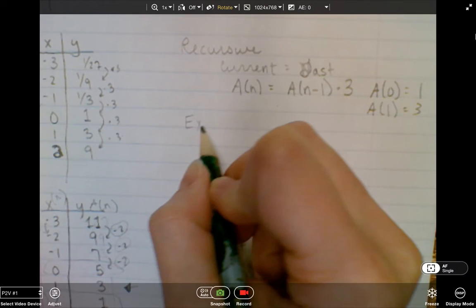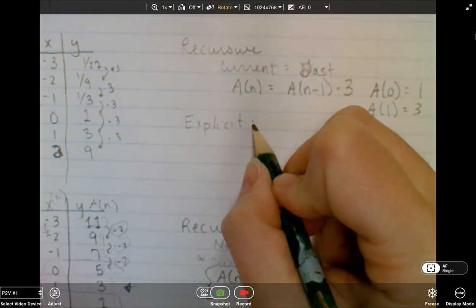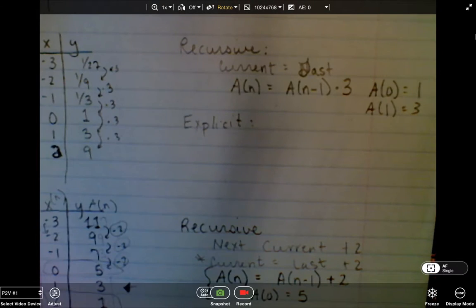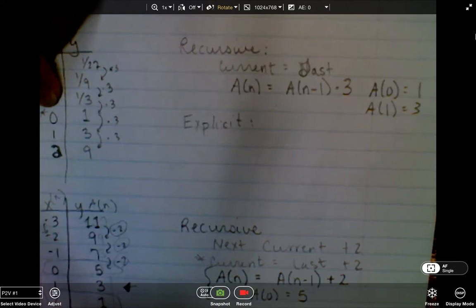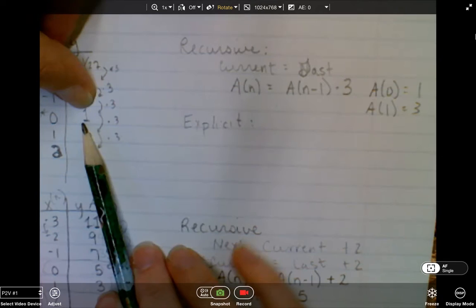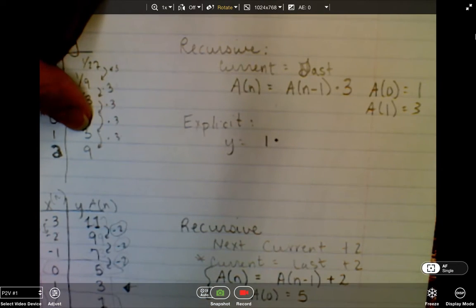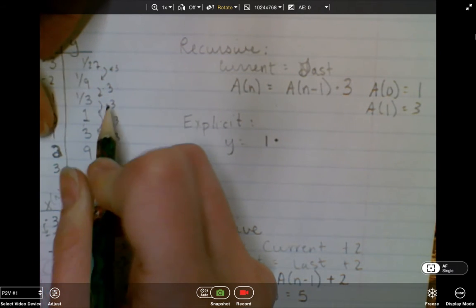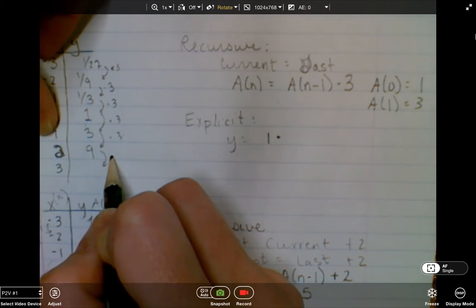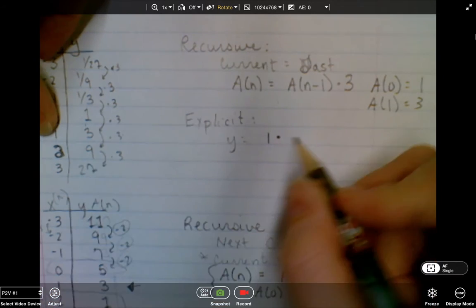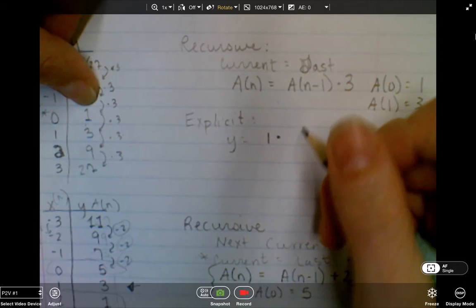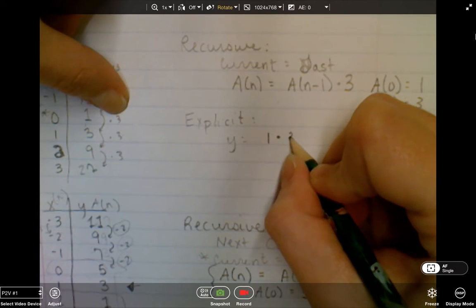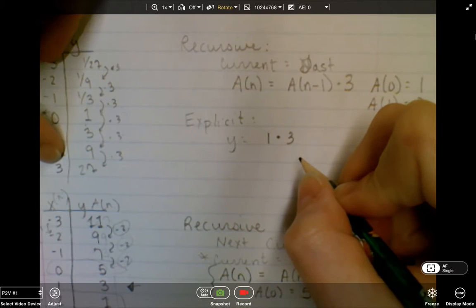Explicit functions for exponential equations: I like to start with my y-intercept here. And what I'm doing is I'm taking this number right here, 1, and I'm multiplying it by 3 once, or I'm multiplying it by 3 twice. Or if this were 3, then I would have multiplied by 3, 1, 2, 3 times. So I'm taking my y-intercept and I'm multiplying by this number my x number of times.